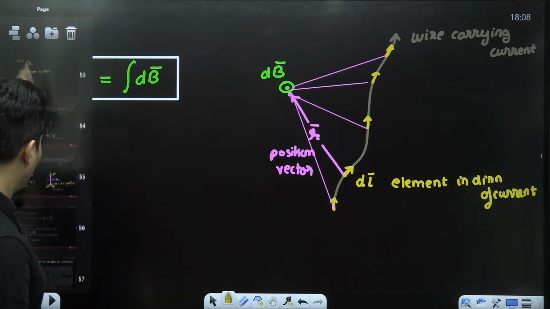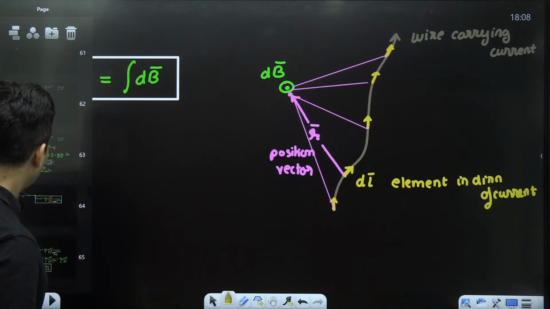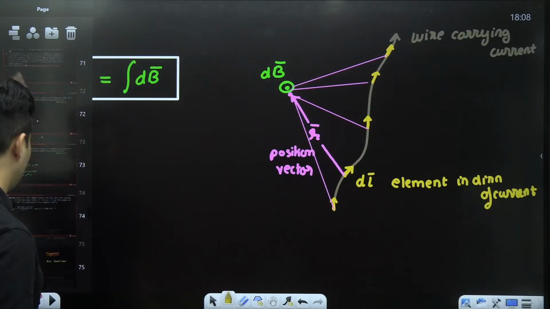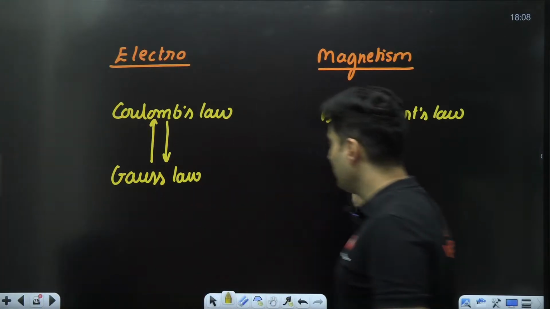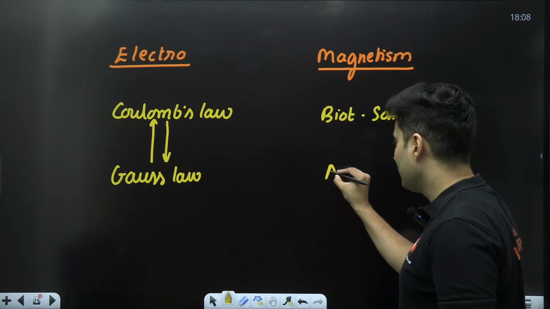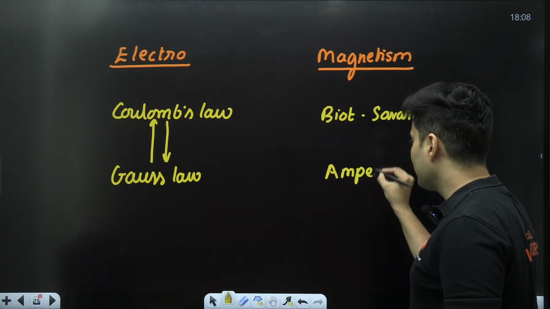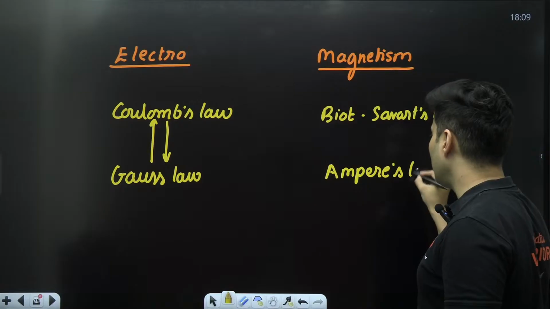So is there a law which is like Gauss law but in magnetism, something which helps us for symmetrical geometries? The answer is yes. That is called your Ampere's law.